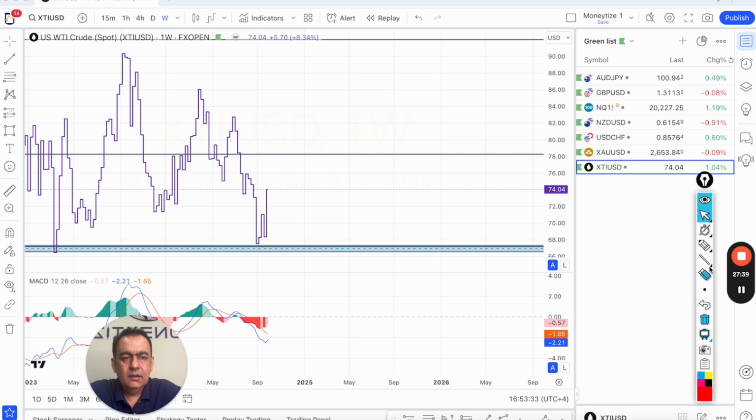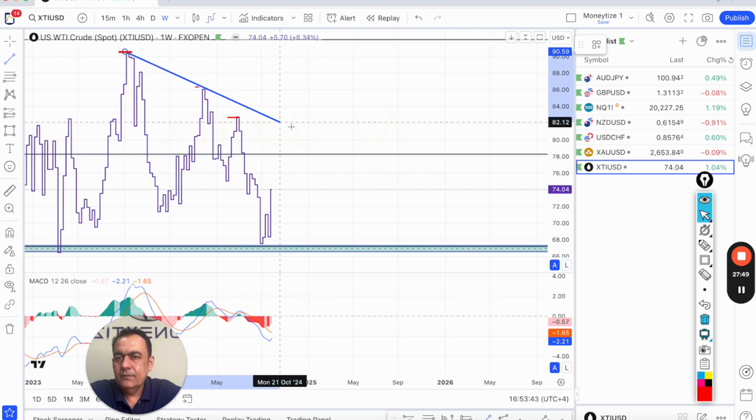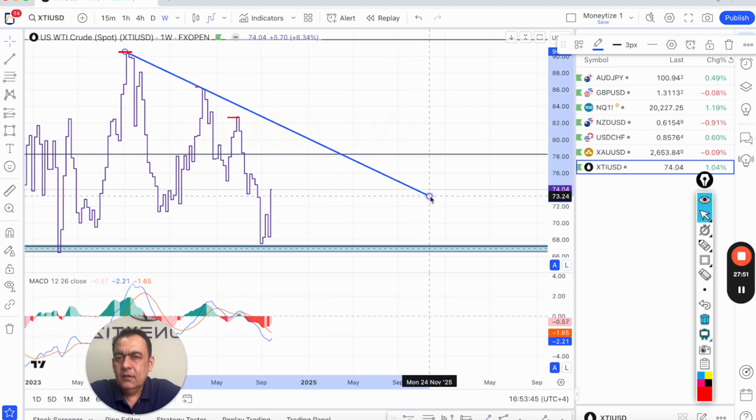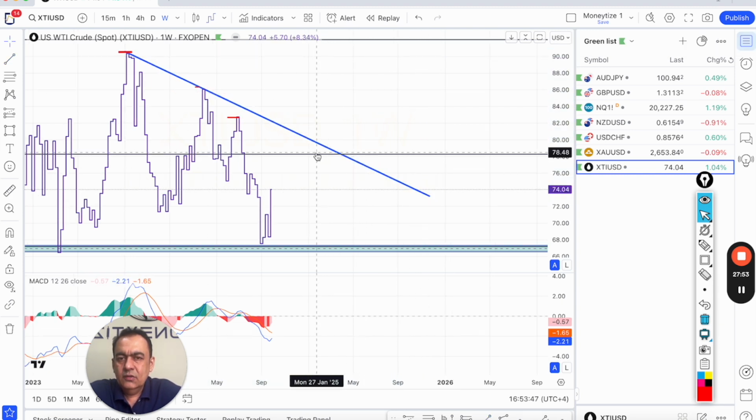Based on weekly, it's still making lower highs. So I'm going to plot a falling trend line here. So first level to look for is 78.30, and if buyers want to continue in the market, then they are going to break the falling trend line and they will take the price higher than 78.30.